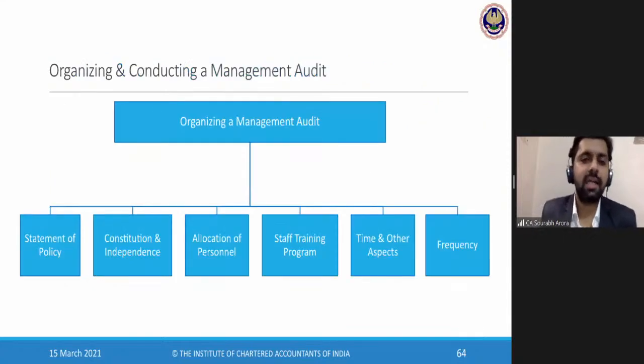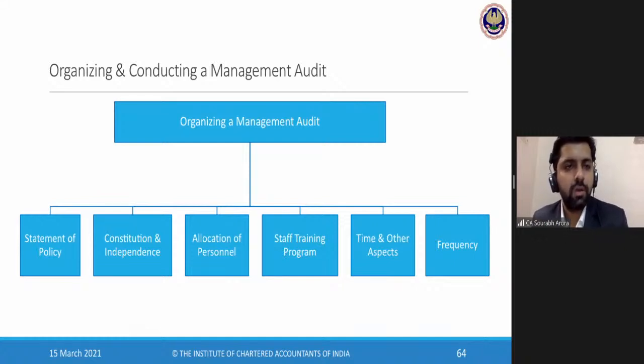Then organizing and conducting a management audit. Till now, we have discussed the meaning of management audit, the meaning of operational audit. Then we discussed the qualities of a management auditor. Then we discussed the knowledge that a management auditor must possess. Now we'll discuss conducting and organizing a management audit.